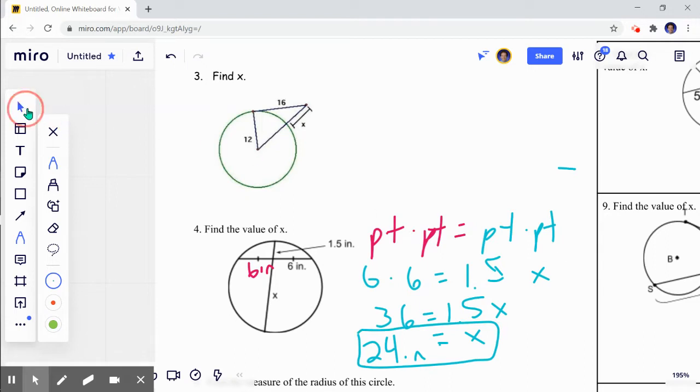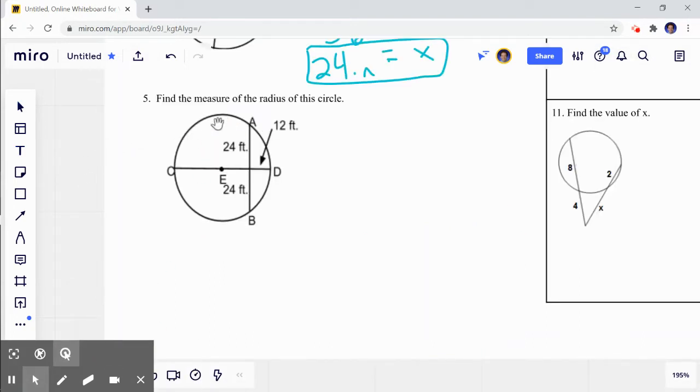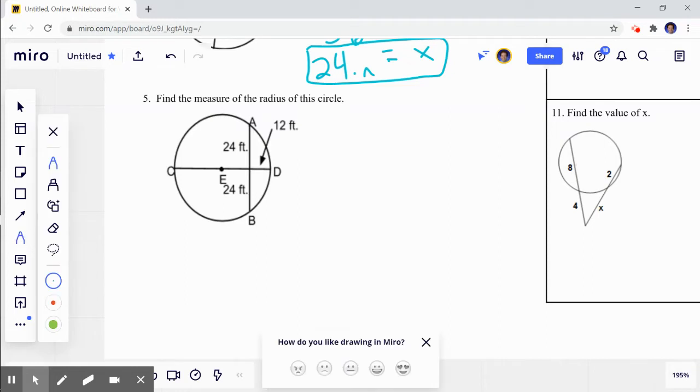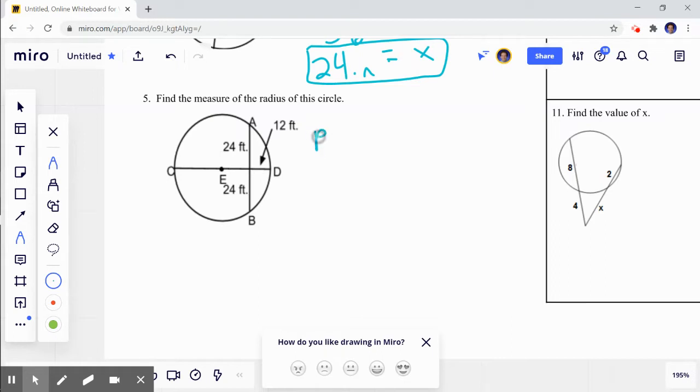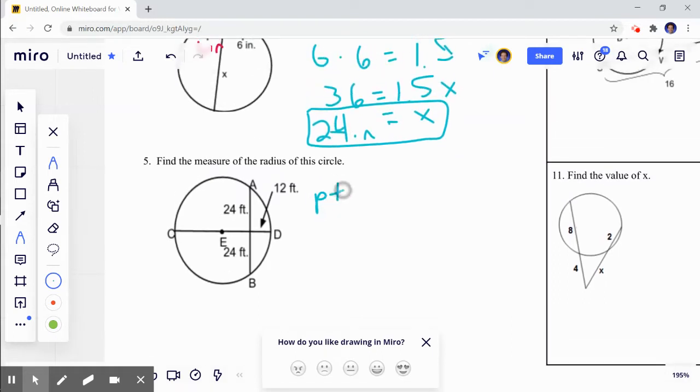Okay, another problem where we see two chords intersecting. Let's see. Okay, so number 5 is another case where we have two chords intersecting. So we can see segment OD is a diameter, but still a chord. So this rule still applies even with diameters. So same thing, I'm going to apply the part times part equals part times part rule.